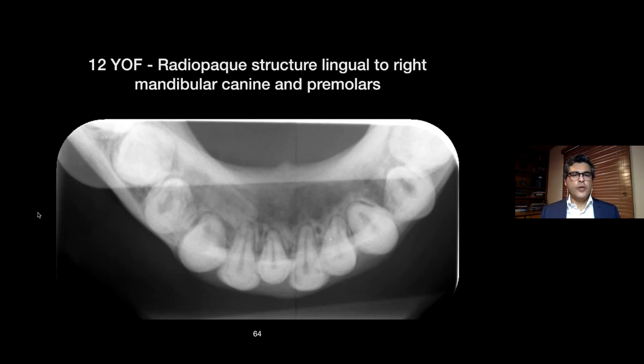And if you look at the radiopacity, it doesn't look like a tooth. It could be a tooth, but it doesn't look like a tooth. It looks more like a rectangular structure. So teeth are not really rectangular.